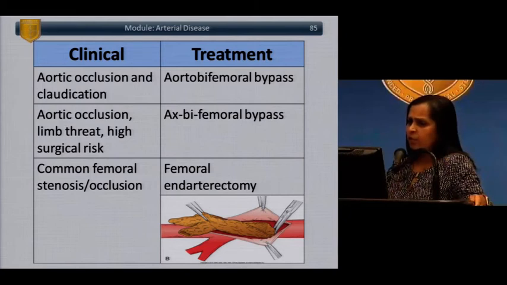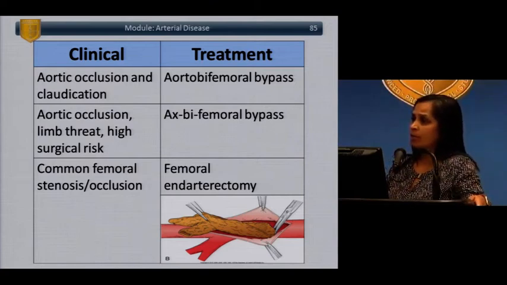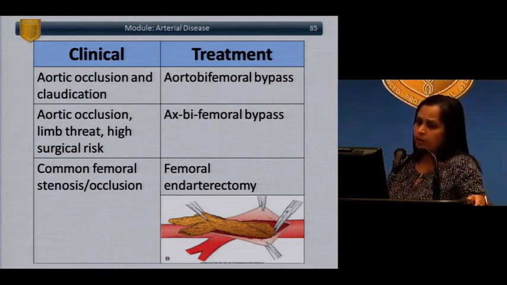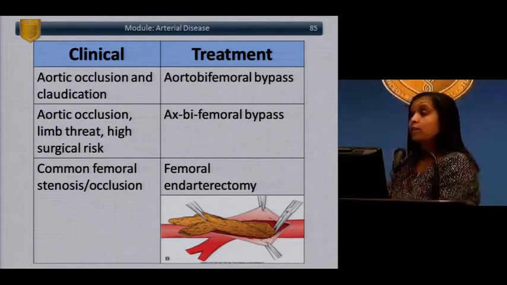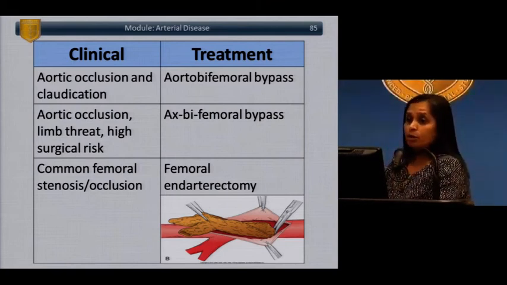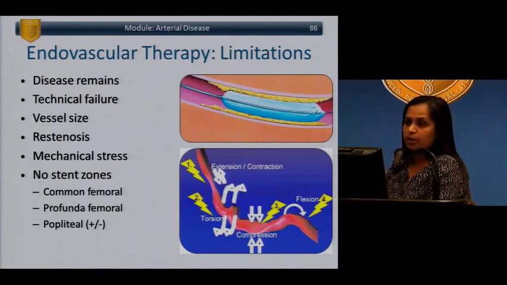And somebody who is high risk for an aortic surgery, an axillobifemoral bypass can also be considered, a bypass from the axillary artery to both femoral arteries in patients with aortic occlusion. And then femoral endarterectomy is a surgical option for patients with significant common femoral disease leading to symptoms. This is another location that's not well treated endovascularly because of the branch point of the superficial femoral artery and the profunda femoris artery here. Endovascular treatment isn't appropriate in this location.